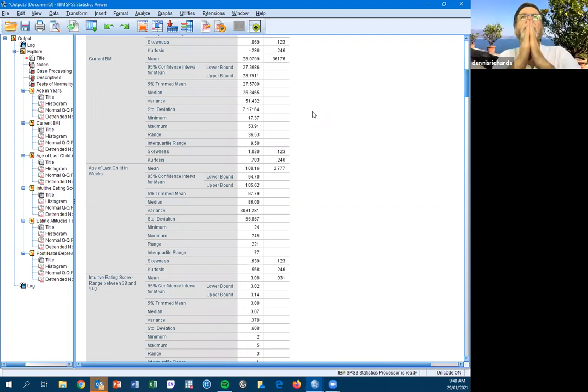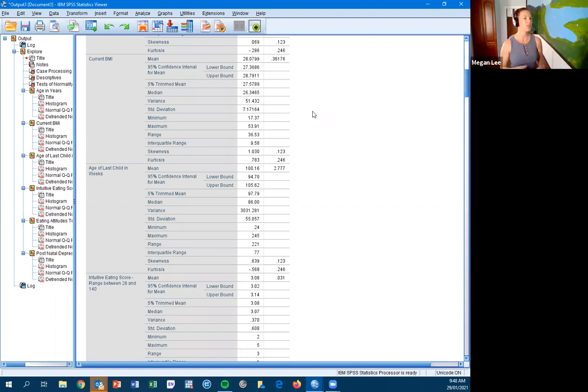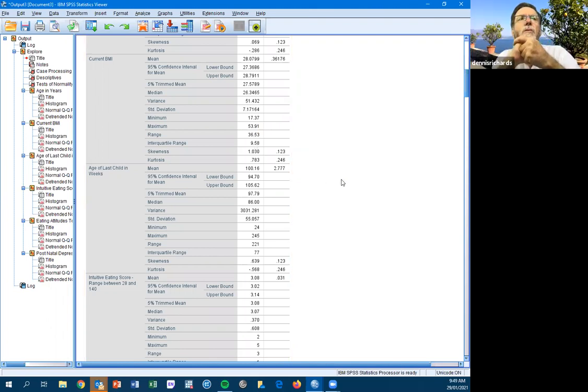Seven. So on average, the population ranges between a BMI of 21 and a BMI of 35, going up into that obese category. Our minimum BMI is around 17, and that's definitely in the underweight category, and our maximum is 54. That's quite concerning.